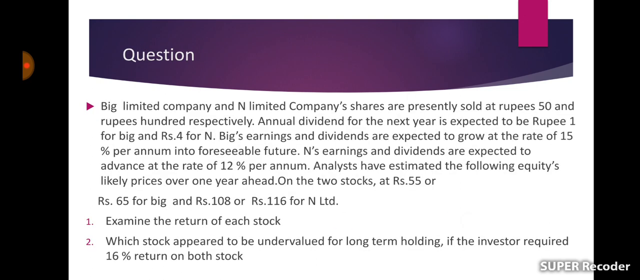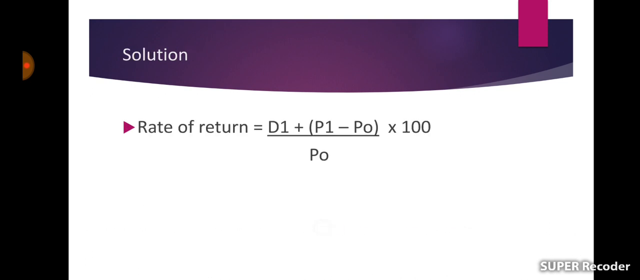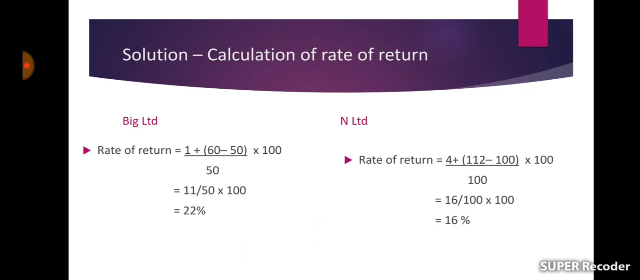Here D1 in the case of Unlimited is 4 rupees, and in the case of Big Limited dividend is 1 rupee. Then we need to calculate P1.